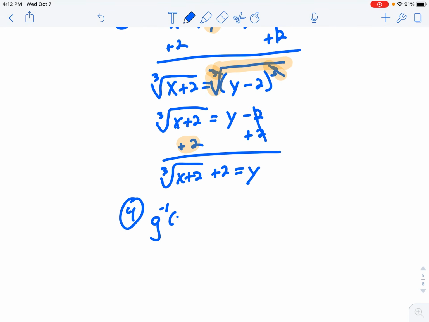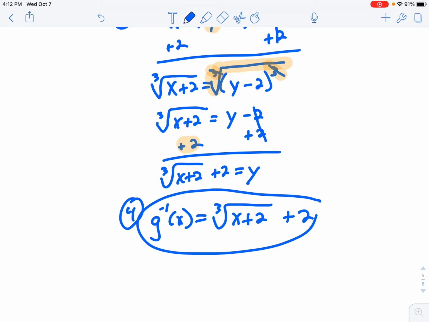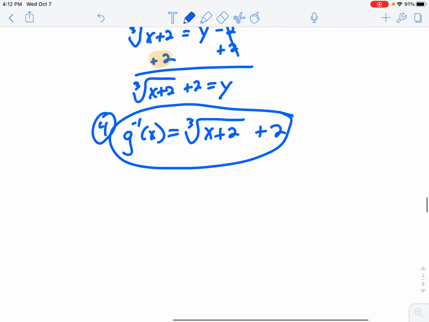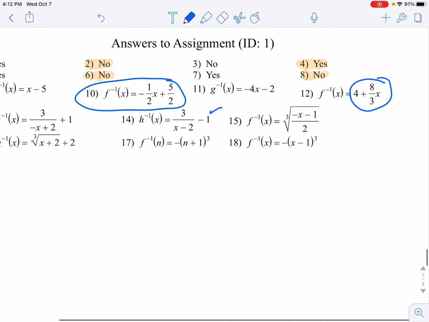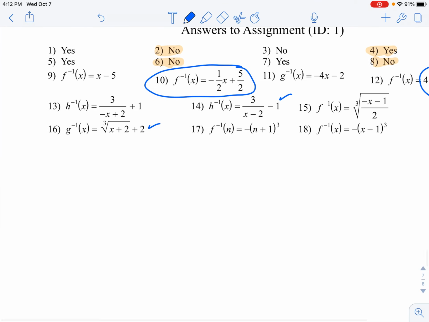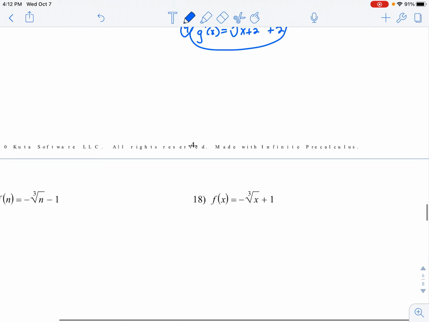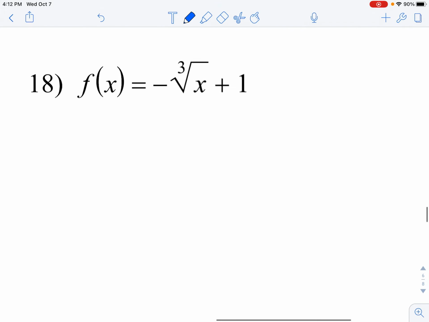G inverse of x equals the cube root of x plus 2, plus 2. Okay, cross our fingers. Let's check and see if that one's right. Number 16. There it is. Cube root of x plus 2, plus 2. All right, number 18, and we are done.